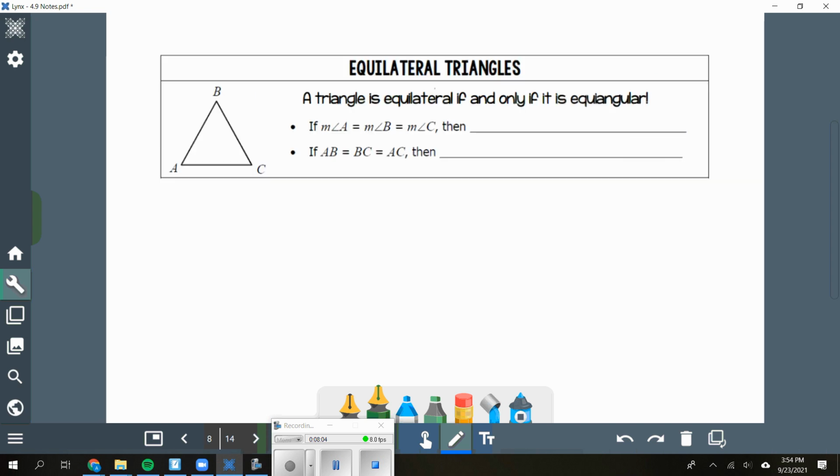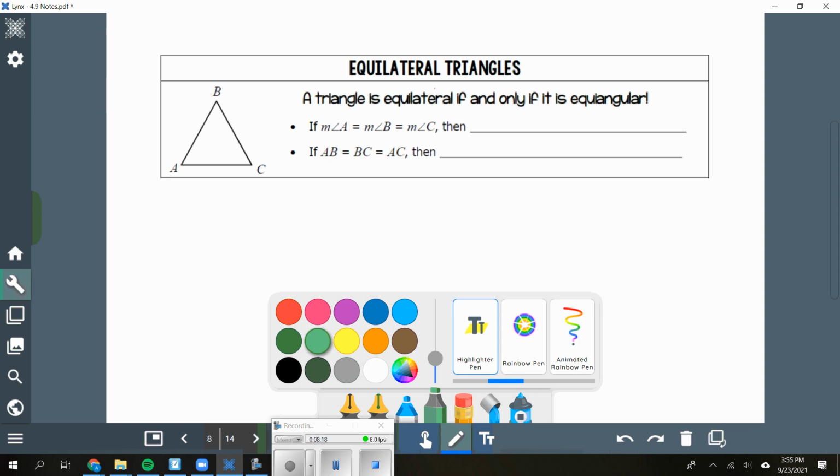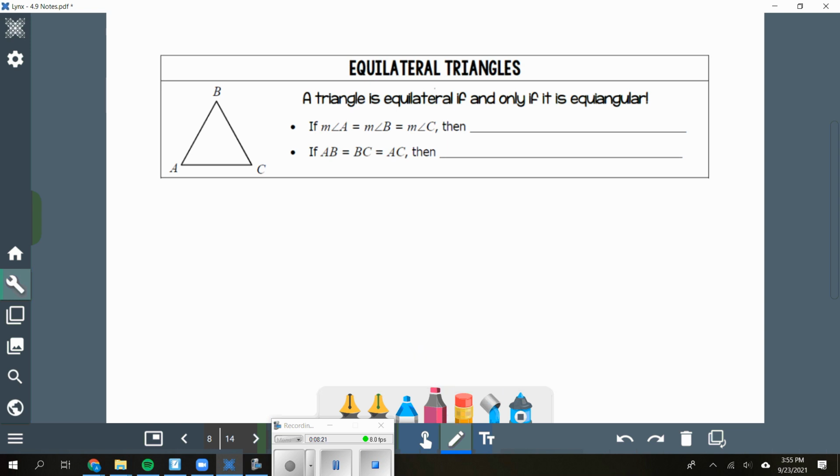Okay, now we are on to equilateral triangles. You might have noticed this when we did the first section of this note, but every time you wrote equilateral, you also wrote equiangular. So it is important to note that if a triangle is equiangular, it's also going to be equilateral, and vice versa. So in this case, it's saying if A, B, and C are all equal, then AB is going to be equal to BC, and that's going to be equal to AC.